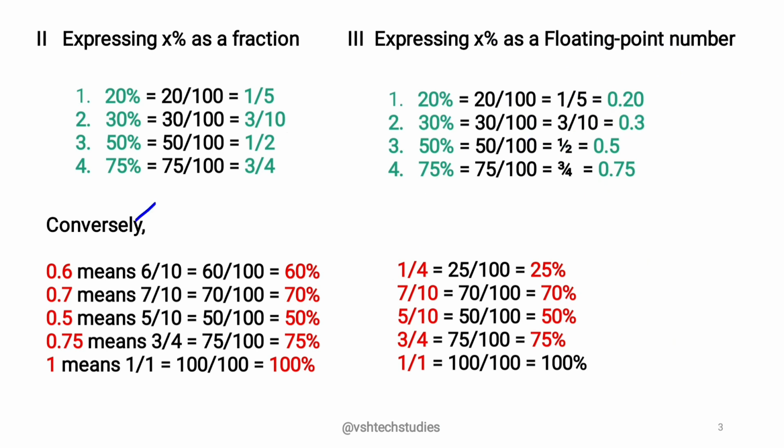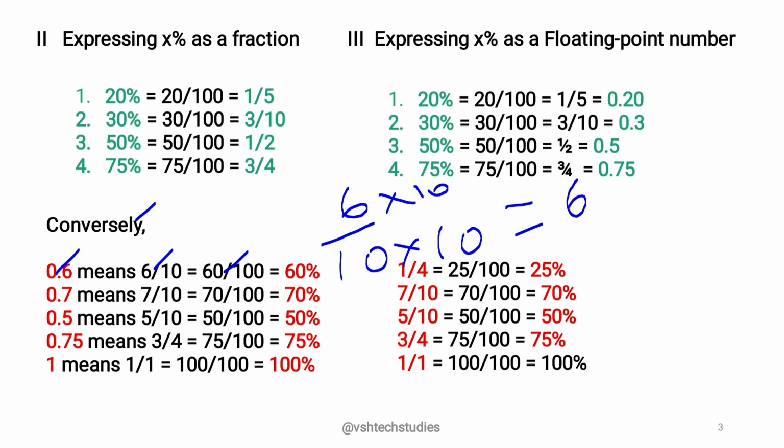Conversely, 0.6 we can also write as 6 by 10 in the form of fractions. Now the equivalent fraction is 60 by 100. If you take 6 by 10 and multiply both numerator and denominator by 10, there will not be any change in the value. We will get an equivalent fraction. So 6 tens are 60, 10 tens are 100. So 6 by 10 is also equal to 60 by 100. 60 by 100 means 60 parts in 100, which means it is 60%.